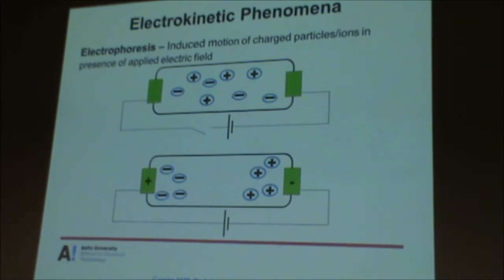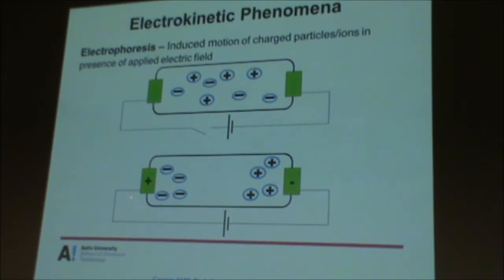So now you know what the slipping plane is and you have an idea about what zeta potential is. Now let's see some of the effects of surface charge when they are subjected to an external electric field. Let's say you take a solution of ions, put it in contact with electrodes, and connect them to a battery.